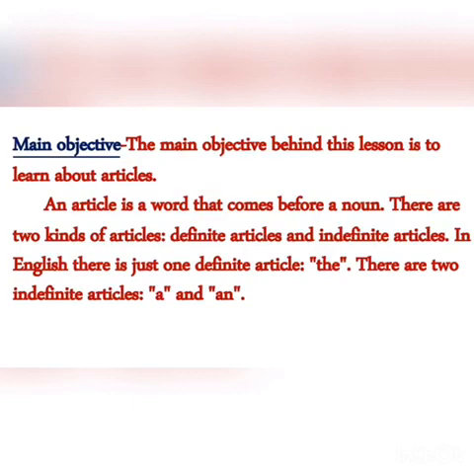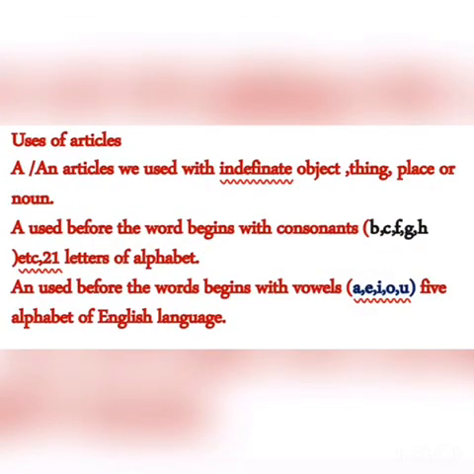An article is a word that comes before a noun. There are two kinds of articles: definite articles and indefinite articles. In English, there is just one definite article, the. There are two indefinite articles, a and an. We have three articles: a, an and the.